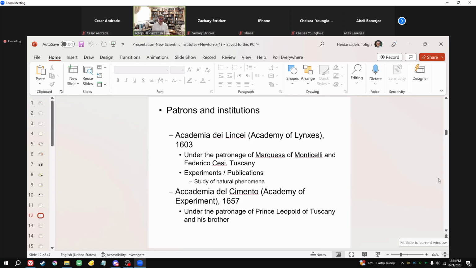Then we have another, Academia del Cimento, the Academy of Experiment, as you see, established in Tuscany. And there, again, they hired practitioners of modern science, people interested in experimentation, in creating new devices. And there they practiced, again, everything from alchemy to medical studies to physics.